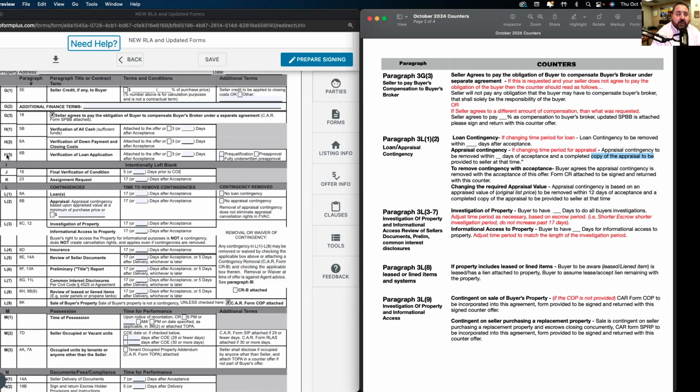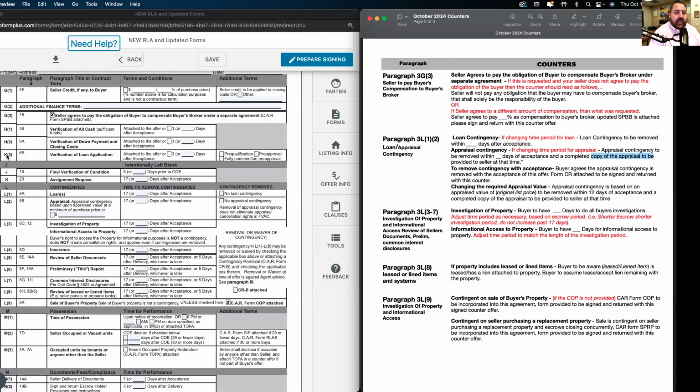Removing the contingency. Now, if you're going to ask somebody to remove their contingencies with the acceptance and they didn't write it that way, then you're going to write in there, buyer agrees, the appraisal contingency is removed with the acceptance of offer, form CR attached to be signed and returned with this counteroffer. I'm going to include the CR in there. Do the same thing with loan contingency. It's the same verbiage, right? Appraisal and loan contingency are removed with acceptance of this offer. Form CR is attached. Just make sure you fill out that contingency removal form and check those two things off.